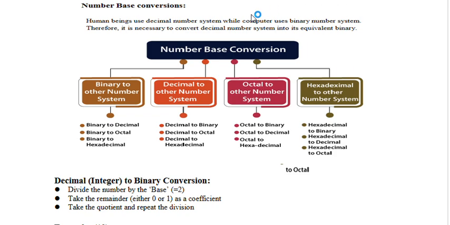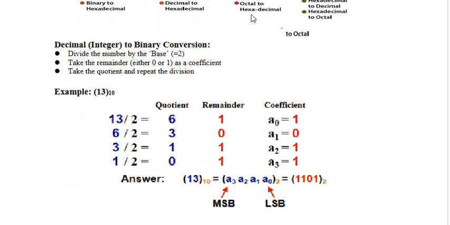Without any further delay, let's start with the first number system conversion, which is decimal to binary. In the decimal also we have two types, which are integer and fractional. First, let's understand the decimal integers to binary conversion. You all know decimal has the base of 10 and binary has the base of 2.